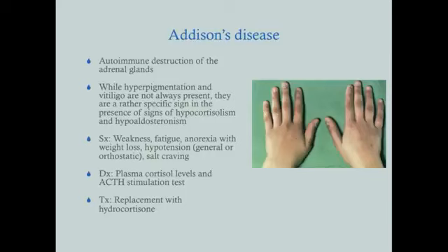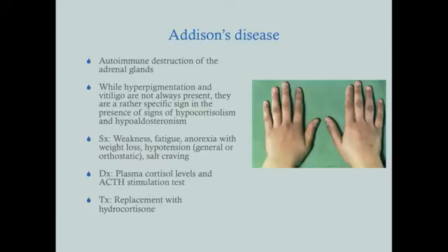The treatment for Addison's disease is going to be replacement with hydrocortisone, usually about 15 to 20 milligrams. Divide that up 3 times a day. Some physicians recommend weight adjusting the hydrocortisone. I don't really have an opinion one way or another.